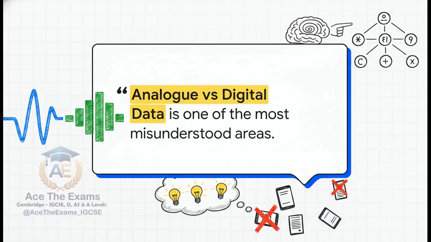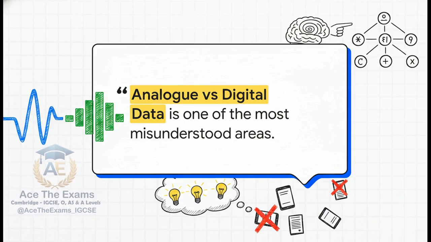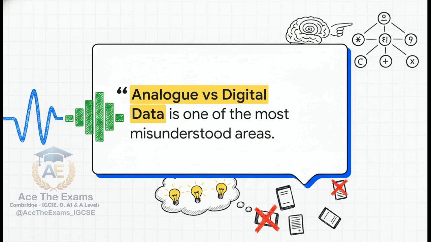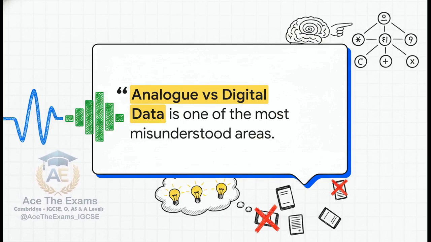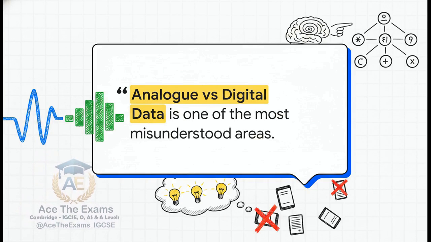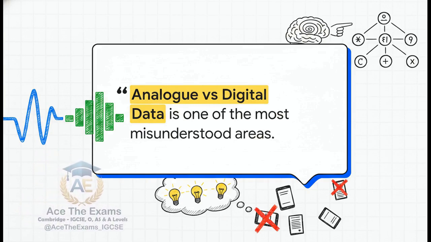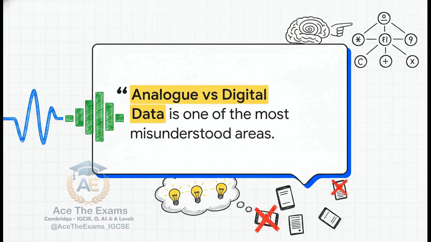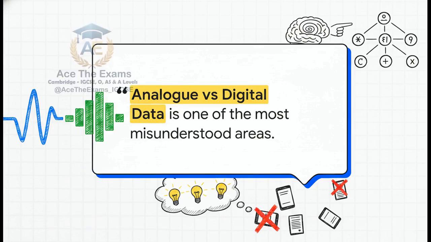Look at this exact quote, drawn straight from the principal examiner reports. This is literally what they wrote. Analog versus digital data in sound representation is one of the most misunderstood areas in computer science. Let's fix that right now. This isn't just me trying to scare you. This is the very person holding the red pen, grading your paper, explicitly confirming that candidates struggle massively here.